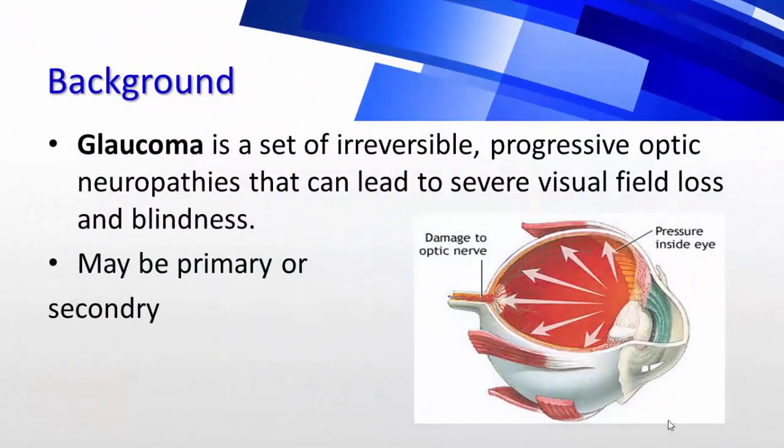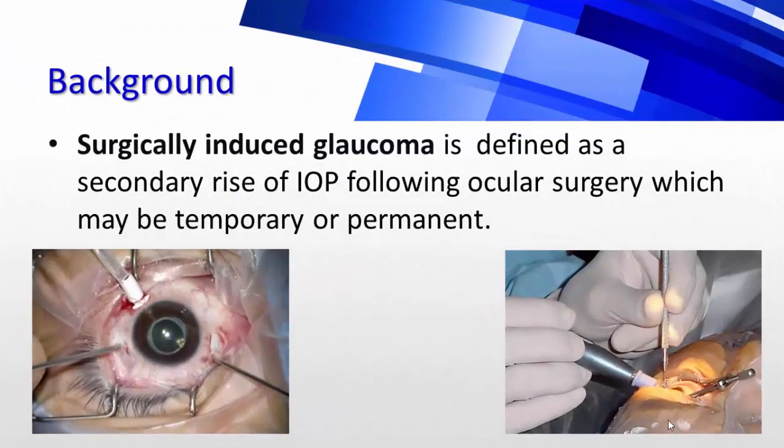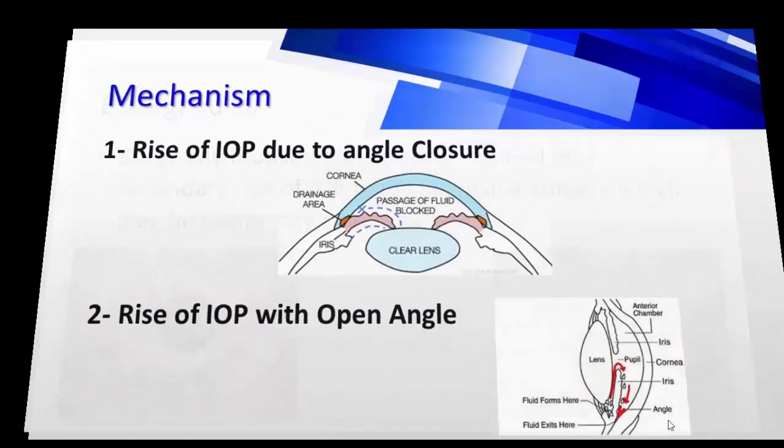First of all, we should define glaucoma. Glaucoma is a group of irreversible progressive optic neuropathies that can lead to severe visual field loss and blindness due to optic disc damage. Glaucoma can be primary or secondary to other ocular diseases. Surgically induced glaucoma can be defined as a secondary rise of the intraocular pressure following ocular surgery. It may be a temporary or a permanent rise of the intraocular pressure.